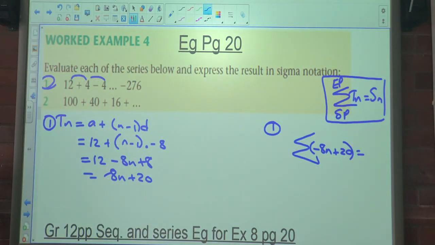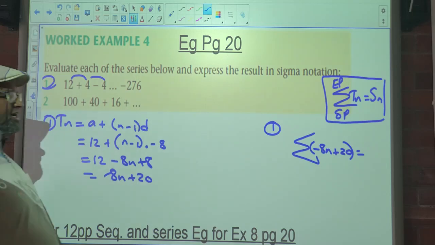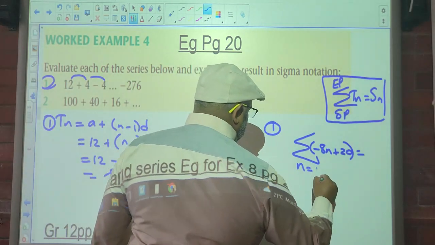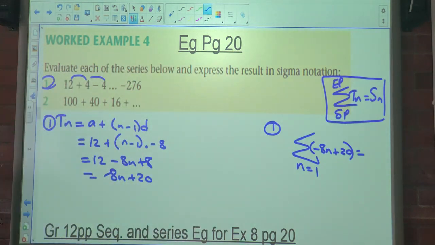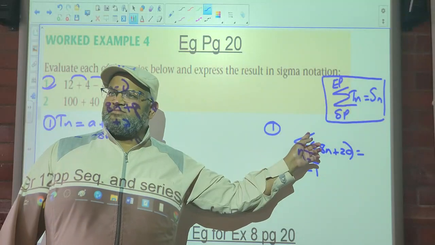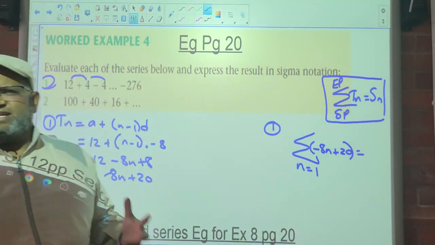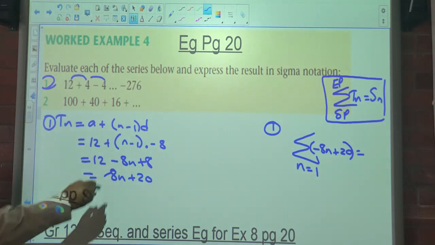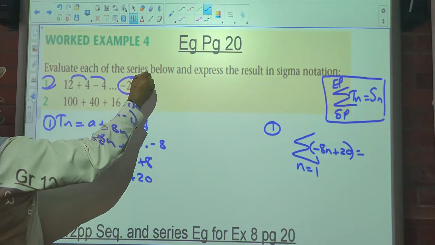People, if we write this ourselves, we always start with k is equal to, or n is equal to 1. We don't complicate our lives, okay? Our lives are complicated enough already. So what must go on top? The number of terms there are in the series. But where do I get that? I go to the last term.